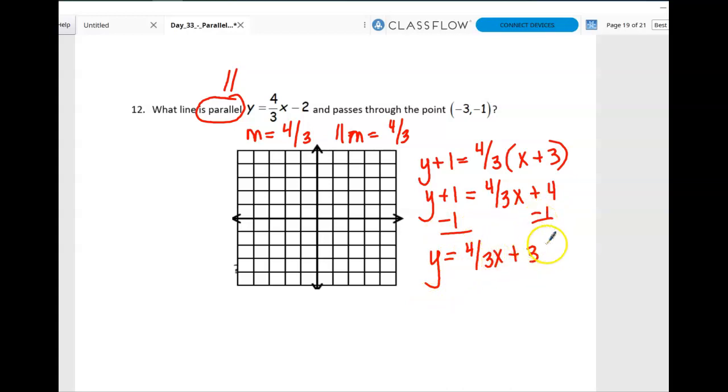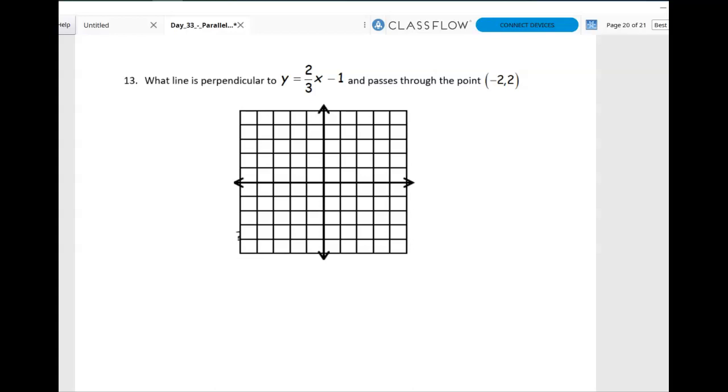Okay, so to graph these two lines, I'm going to start at -2 for my y-intercept for the first one. I'm going to rise 4: 1, 2, 3, 4, and run 3. It's going to look like this. The second line that we do, our y-intercept is at 3. We're going to go down 4 and to the left 3, and go down 4 to the left 3. So it should look like this. So we have our two lines that are parallel to each other.